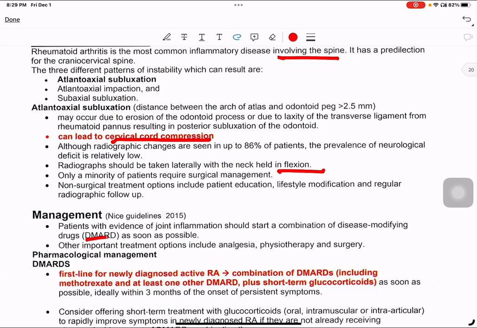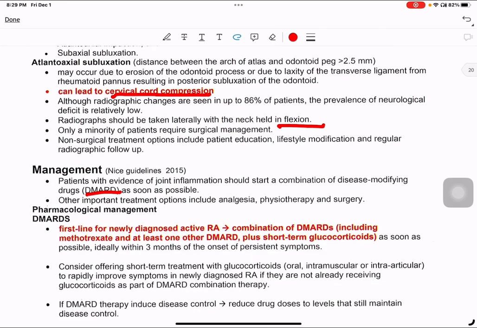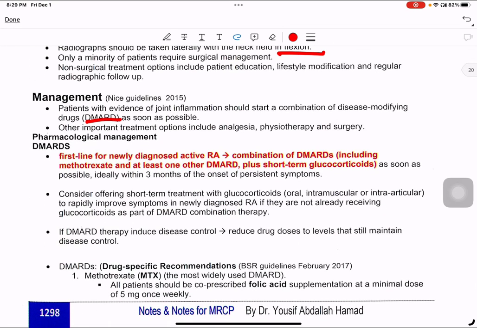Management: the patient needs DMARD and steroid. There are also some non-pharmacological therapies. So what is the first DMARD? Methotrexate. The first line for newly diagnosed active rheumatoid arthritis should be methotrexate. There should be a combination of steroid and DMARD. The DMARD should be increased over 12 weeks, and steroid should be reduced over 12 weeks.